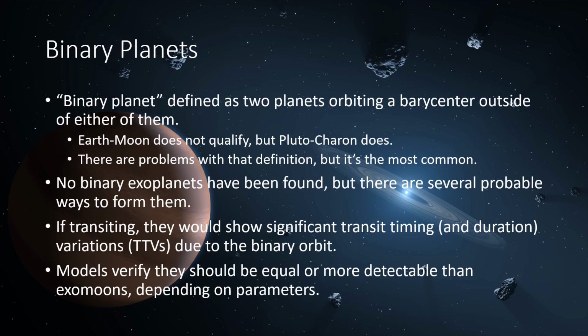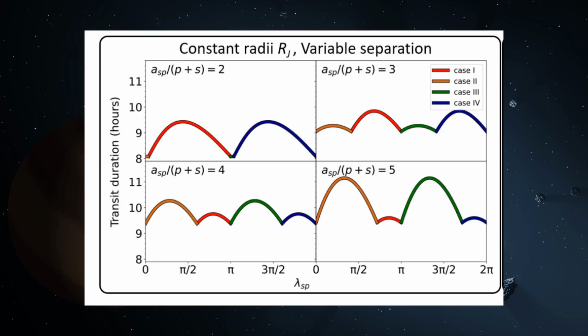So Chakraborty and Kipping looked at how detectable they would be, and perhaps unsurprisingly, they found that binary planets would be as detectable or more detectable than exomoons. The length of a transit, because there are two binary planets separated from one another, would be longer, and the amount longer would vary by their orbital configuration, so that could vary by hours.